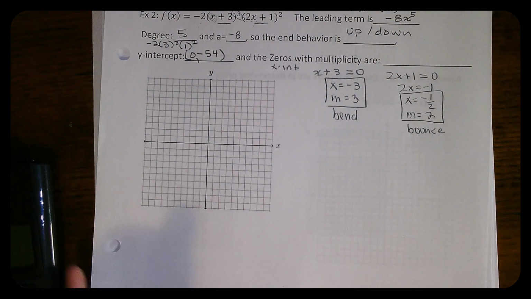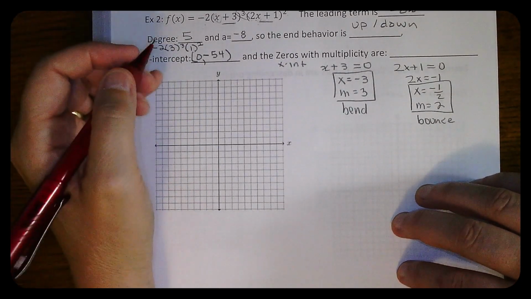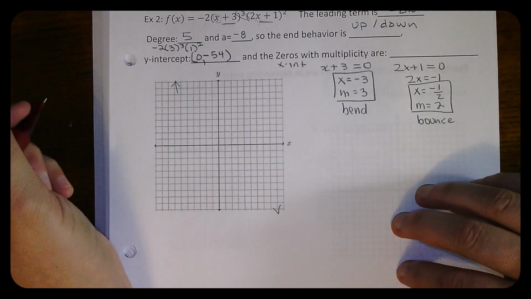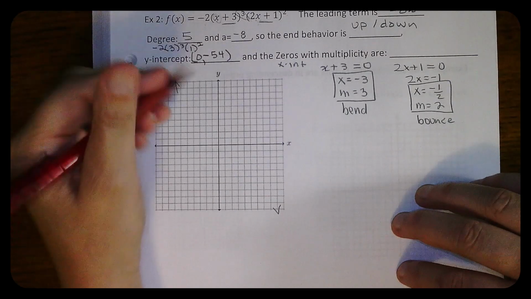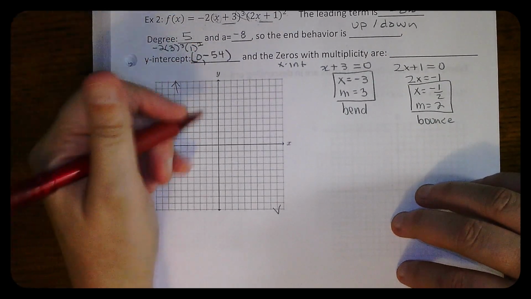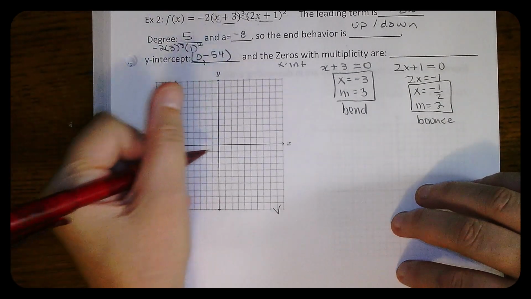All right, so we have everything we need. We've got the x and y intercepts, and we have the end behavior. So it's going to start up and going to end down. And now here's an interesting thing. The y-intercept can get pretty big, pretty far away. So sometimes you might have to count by something other than ones. You can count by whatever you want.